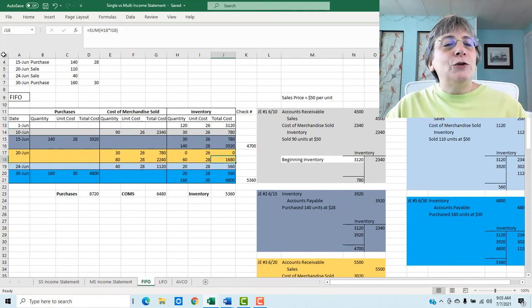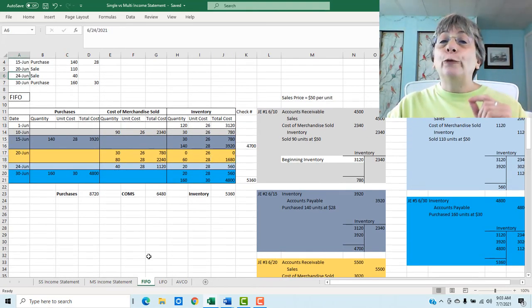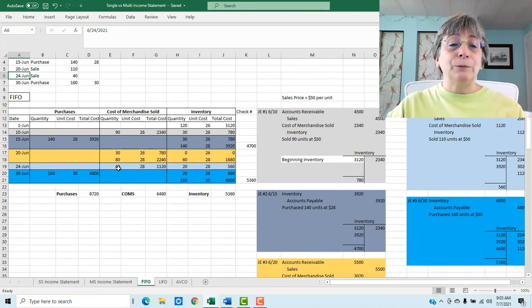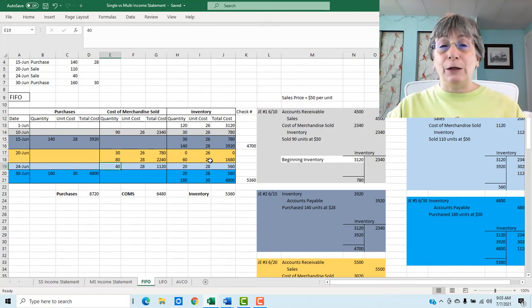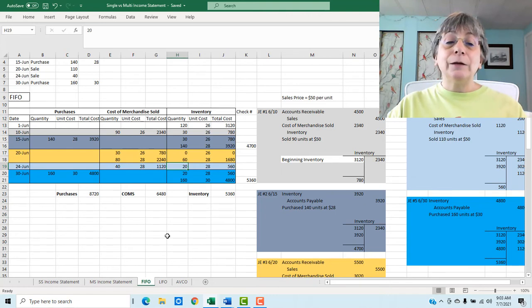So on June 24th, we sold 40 items. So what we need to do is we need to determine what the cost of those items was. So 40 items, the only items that we have in inventory are at $28 a piece. So we're going to assign a cost of $28. We've got 40 times 28 gives us $1,120 for our cost of merchandise sold, and it leaves us with 60 minus 40, or 20 units in inventory at $28 for $560.